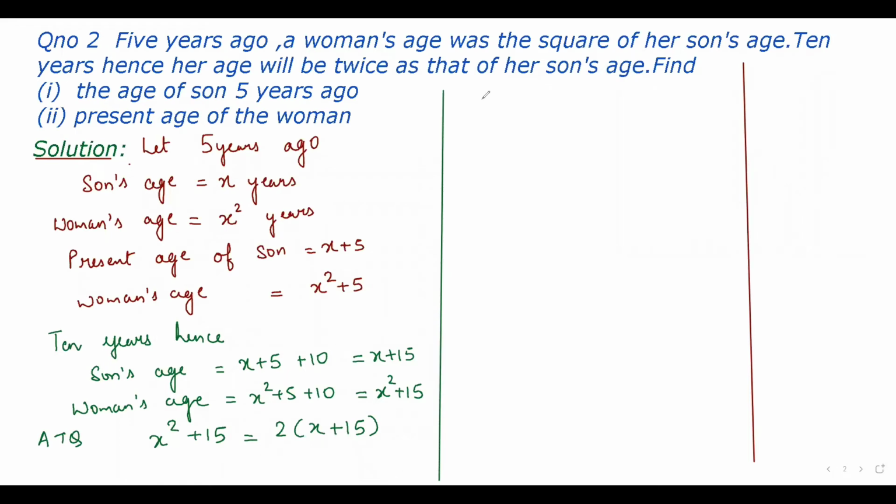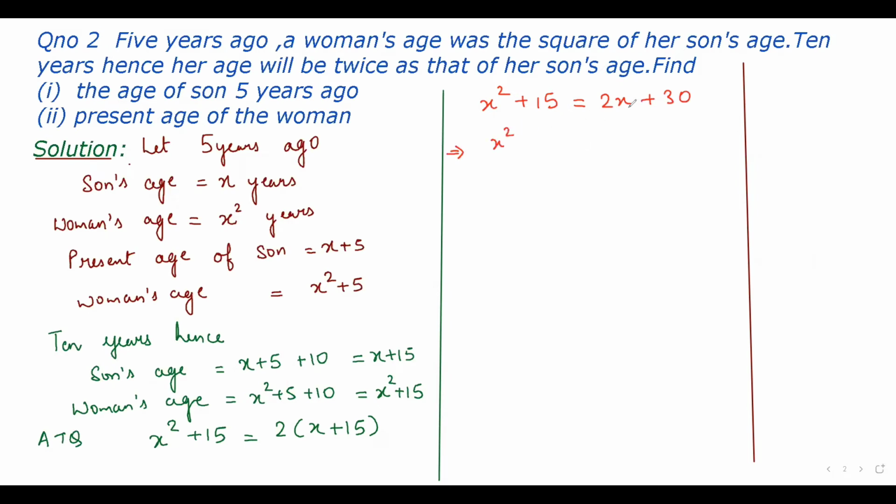So x square plus 15, open the brackets, 2 into x. 2 is outside the bracket, so 2 will be multiplied to both the terms. 2 into x plus 2 into 15, that is 30.